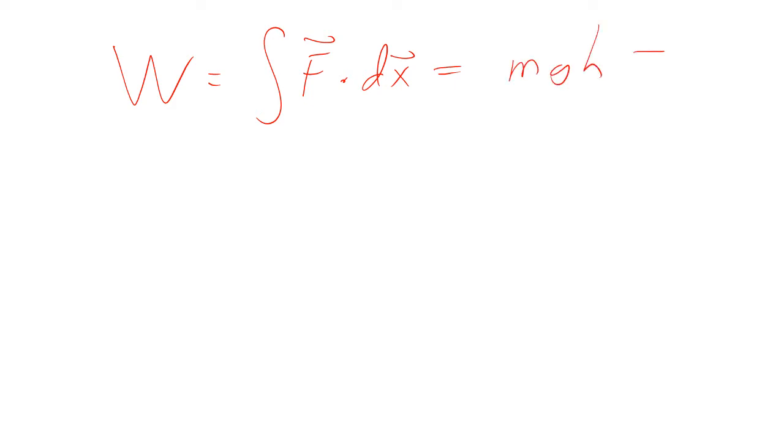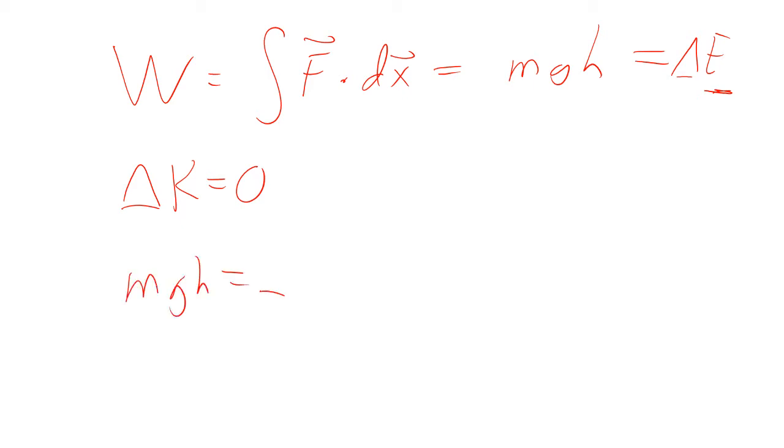We know that work is equal to the change in energy. Okay, that's energy, not electric field. Now, if we're going at constant speed, in other words, if the force that I'm applying exactly balances the external force, that means the change in kinetic energy is zero. In that case, the mgh is a change in potential energy, the change in the gravitational potential energy.